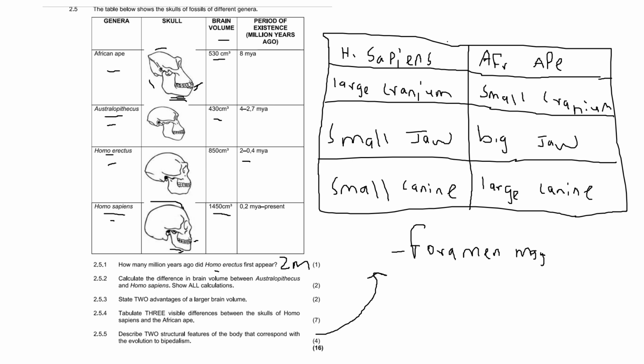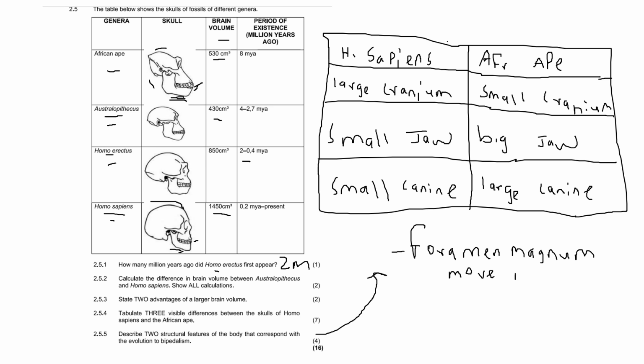Foramen magnum. So for bipedalism, it will move backwards. That should be the first thing that will allow us to move bipedally. No, sorry, it will move forward, not backwards. Backwards is for those who are using four limbs. So the foramen magnum will move forward.